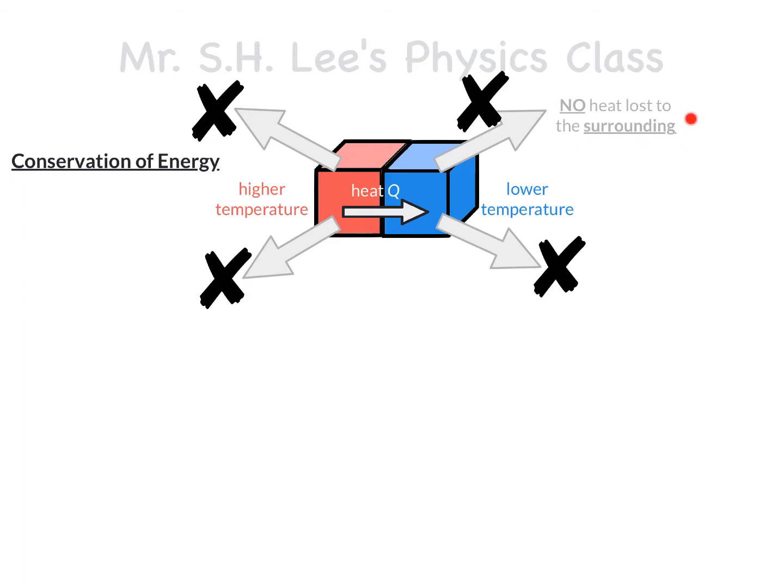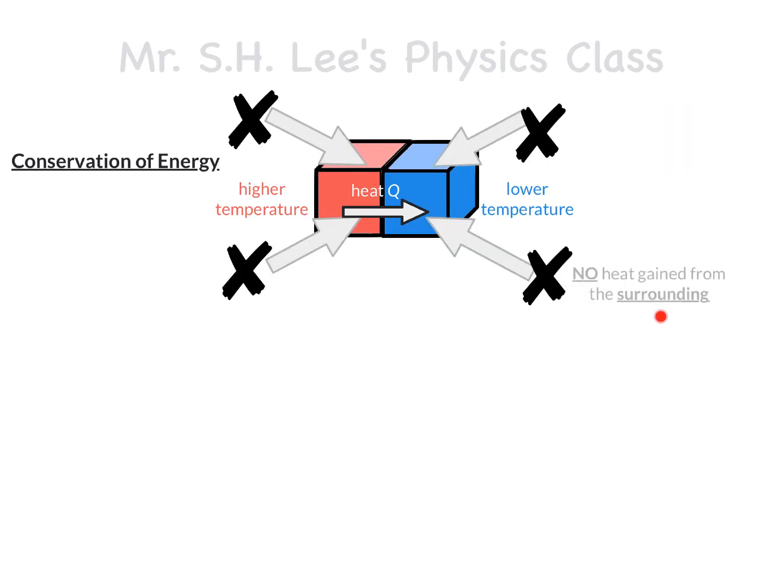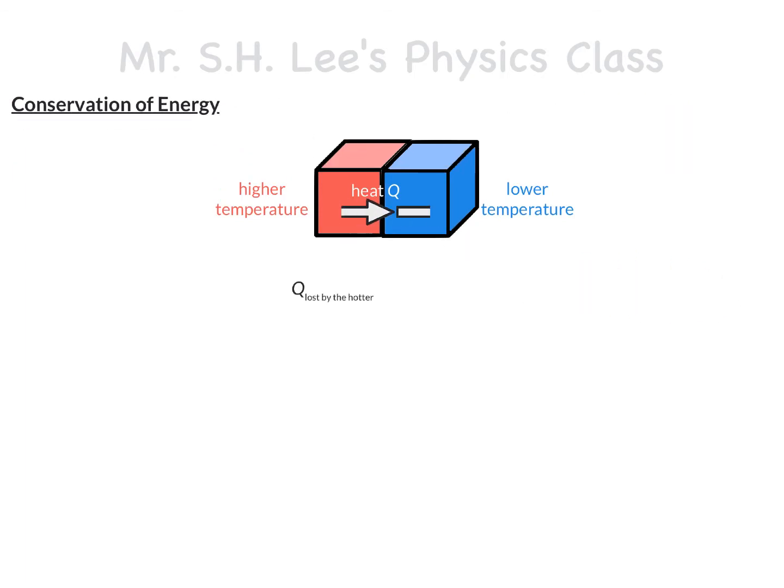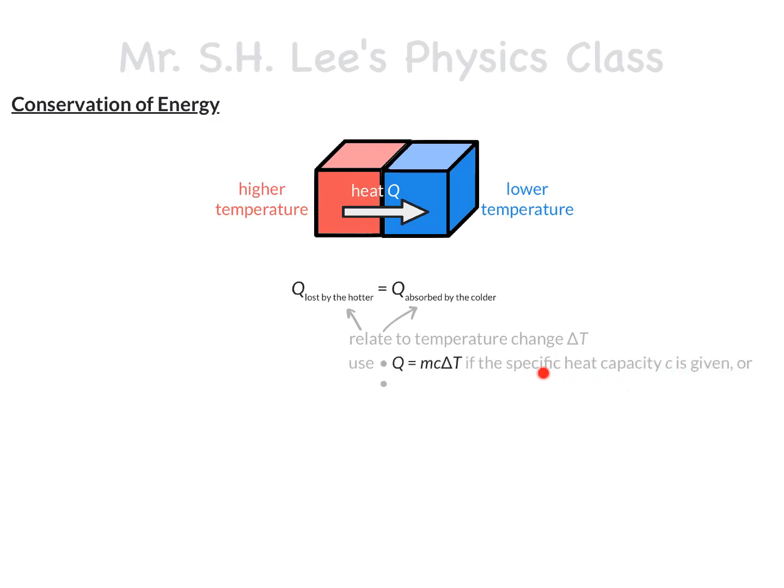Assuming no heat is lost to the surroundings and no heat is absorbed from the surroundings, all heat that is lost by the hotter body must be absorbed by the colder body. So we can equate them to form an equation. To relate each of these heat Q to temperature change delta T, we should apply either Q equals mc delta T if the specific heat capacity, small letter c, is known for a body, or Q equals C delta T if the heat capacity, capital C, is known instead.